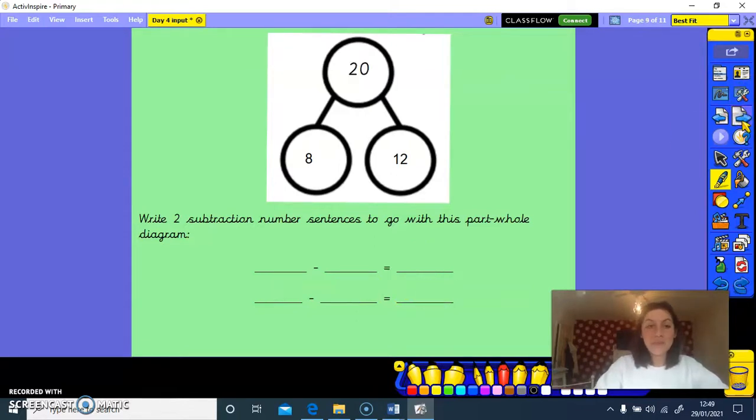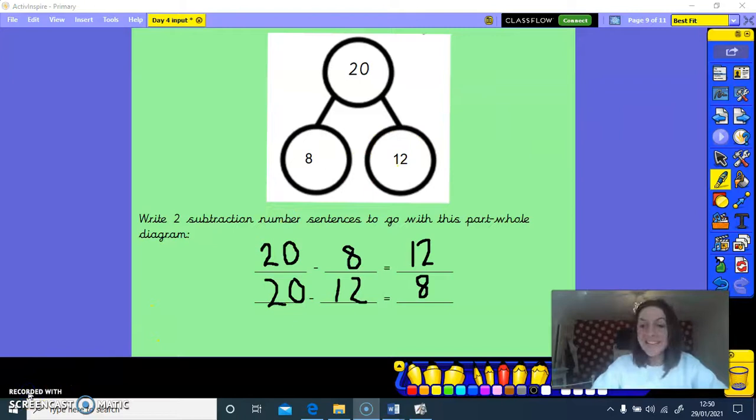Okay. This time I'd like you to pause the screen and see if you can verbally say your 2 number sentences and then press play and check if you are correct. Good luck. Okay, welcome back. So these are the 2 number sentences that would be correct for this part-whole model. 20 take away 8 equals 12, or 20 take away 12 equals 8. Why did I put 20 at the start? Because it's the biggest number.